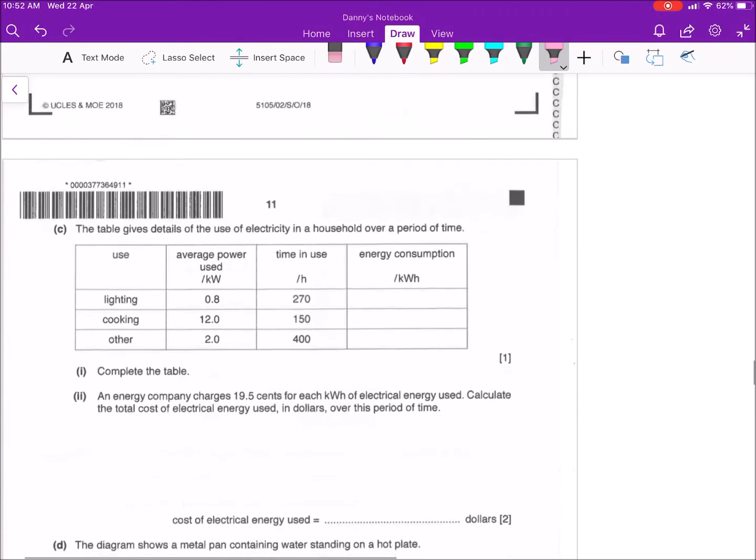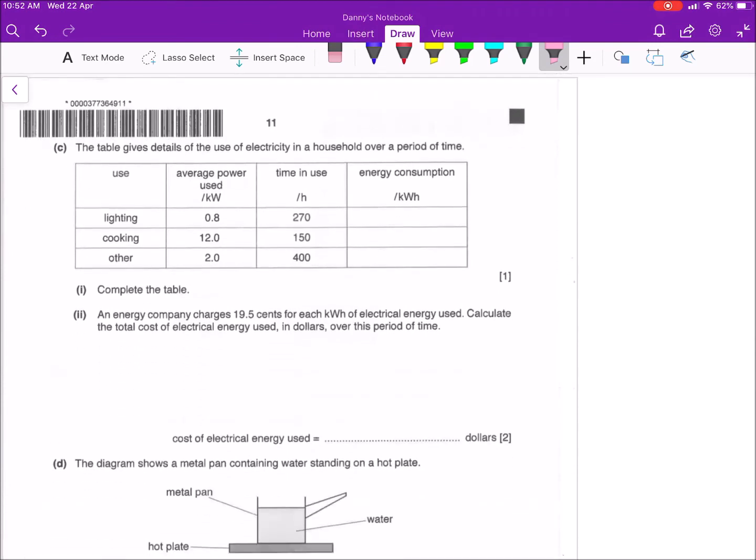Okay, for part C, you are given a table with the average power used already converted to kW, and the time given to you is already in h. So down here they want you to find the energy consumption in kWh. So what is kWh? Just kW times h, no? So by multiplying these two together, you will be actually able to find out how much energy is being used.